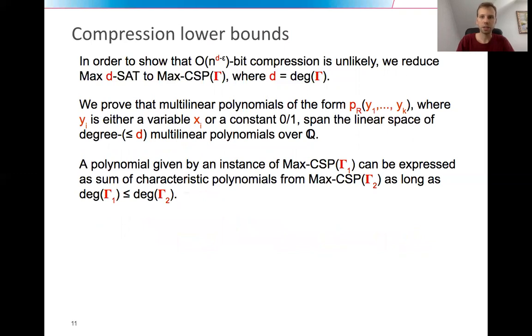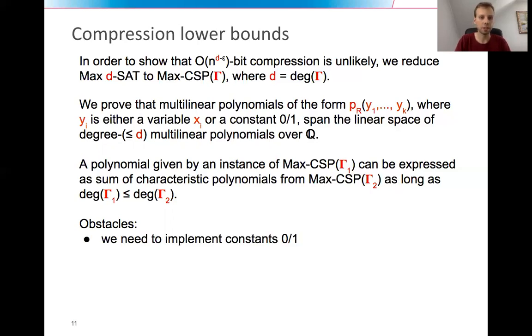So this gives a way to construct a reduction. We can take a polynomial given by an instance of Max CSP gamma 1 and express each characteristic polynomial from gamma 1 with a linear combination of characteristic polynomials from gamma 2. And this is possible as long as we have this relation between degrees. And there are several obstacles in turning this into a proper reduction.